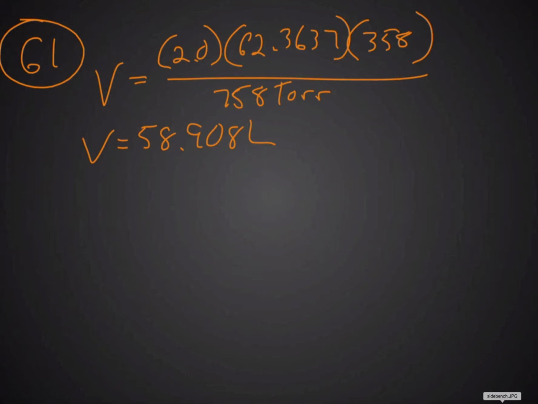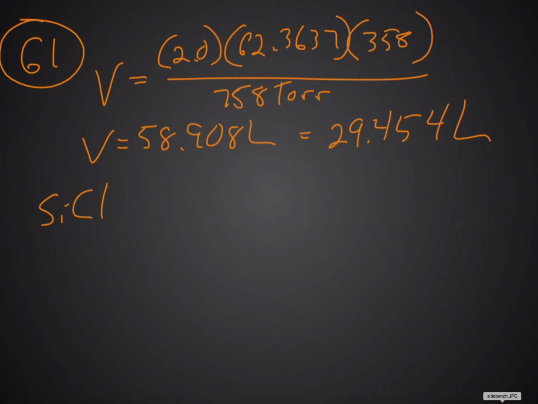And again, the nice thing about the gas laws is that it doesn't matter what the gases are, all that matters is how much there is of each gas. Since we've said there's exactly the same number of moles of gas, that means that we can split that number in half and say that each gas has a volume of 29.454 liters. And we said that there's 1 mole of each.